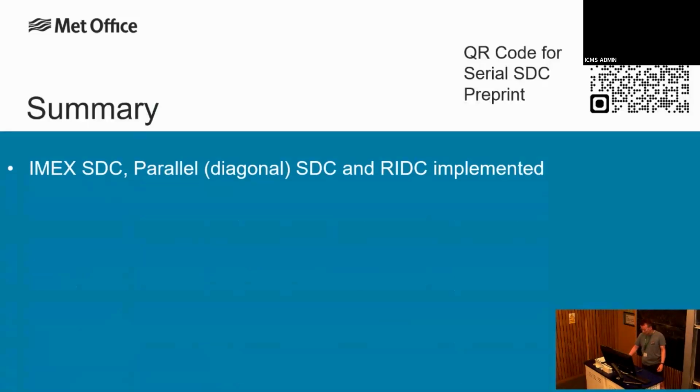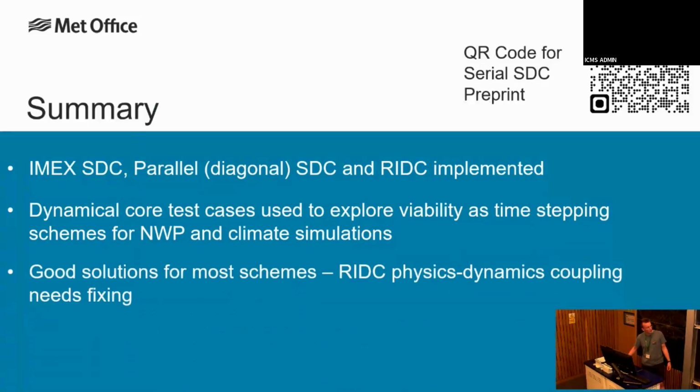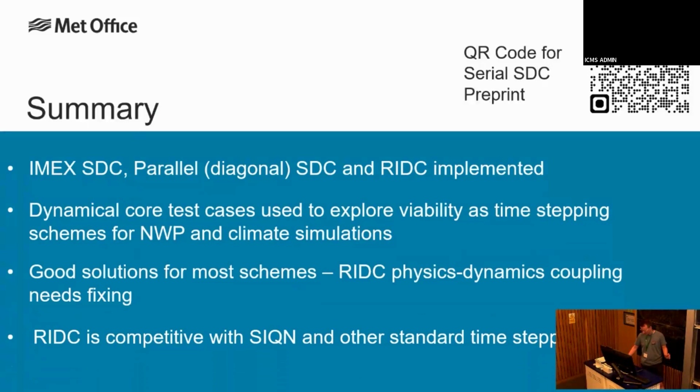Summary. IMEX SDC, parallel IMEX, parallel diagonal SDC and Riddick have been implemented in Gusto. We've looked at a bunch of different test cases to explore the viability of using these schemes to replace semi-implicit quasi-Newton for NWP and climate simulations. We have good solutions for most schemes. Riddick's physics coupling needs fixing. Riddick is competitive with SIQN and other standard time stepping schemes, but more investigation is needed.